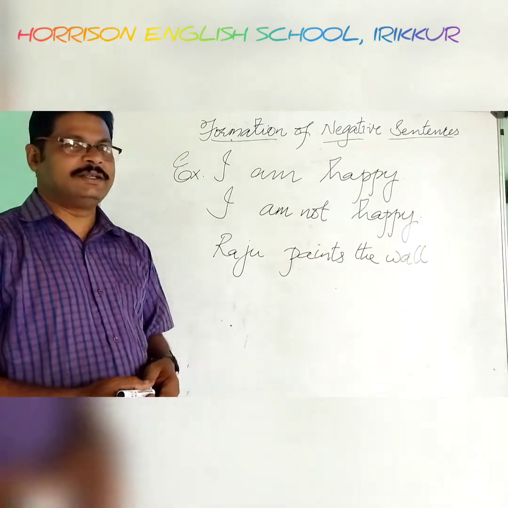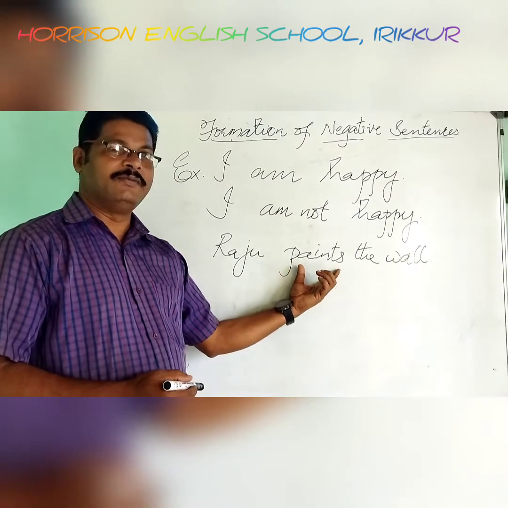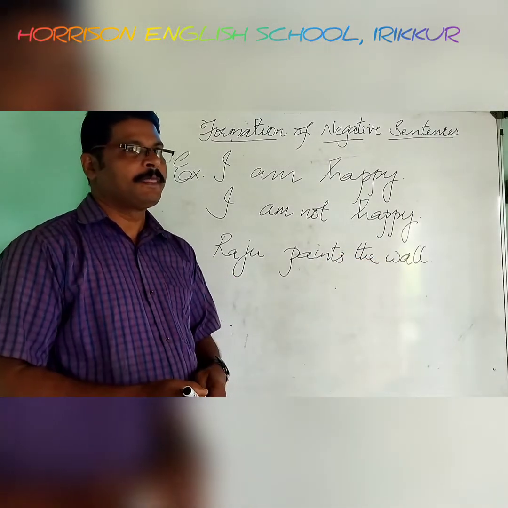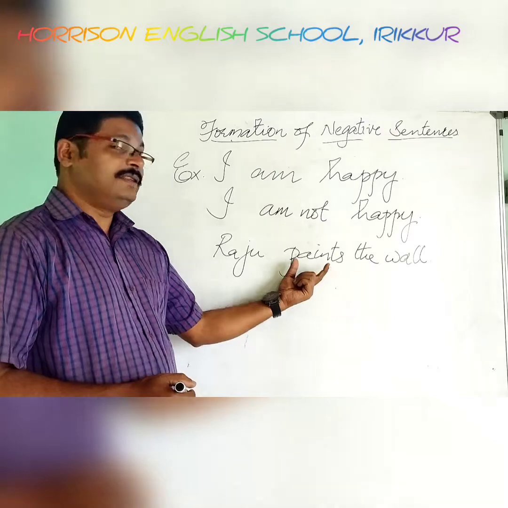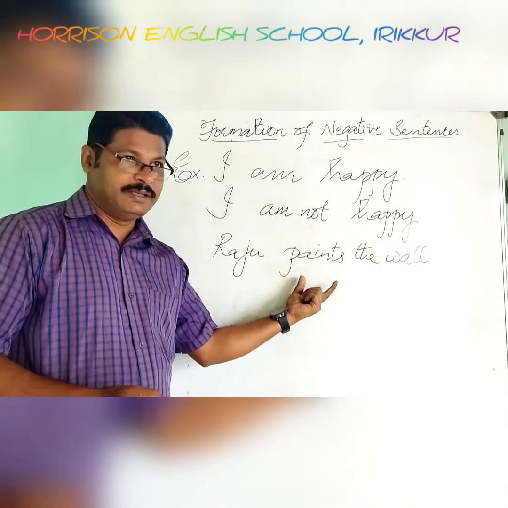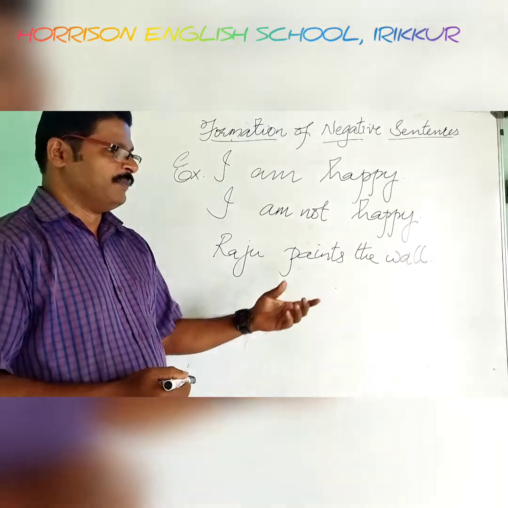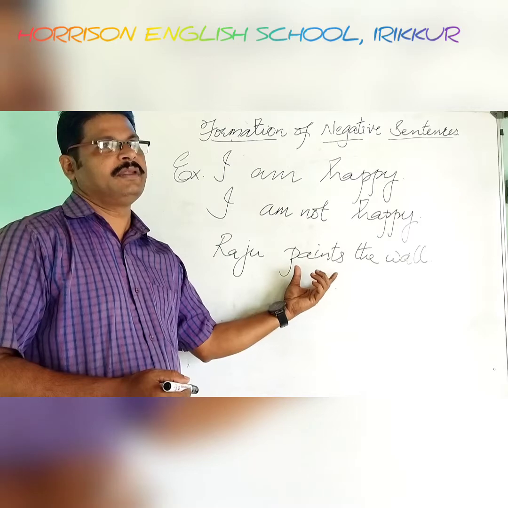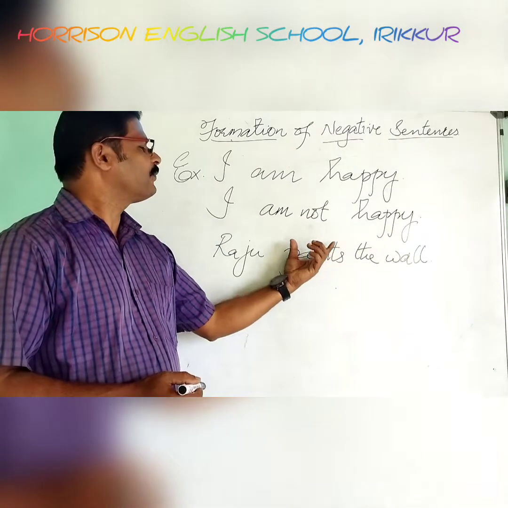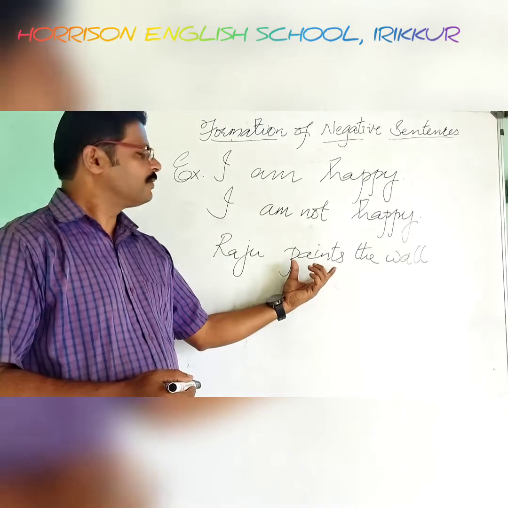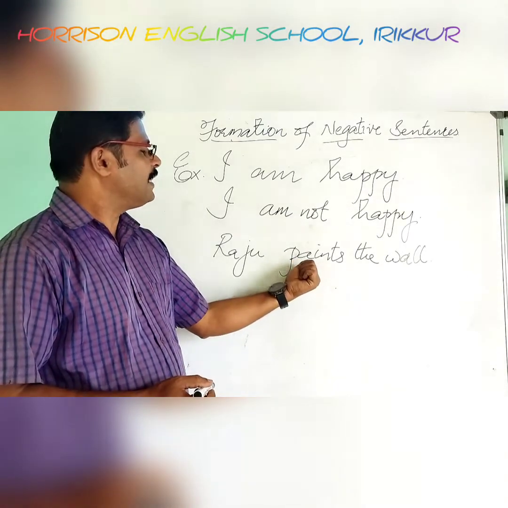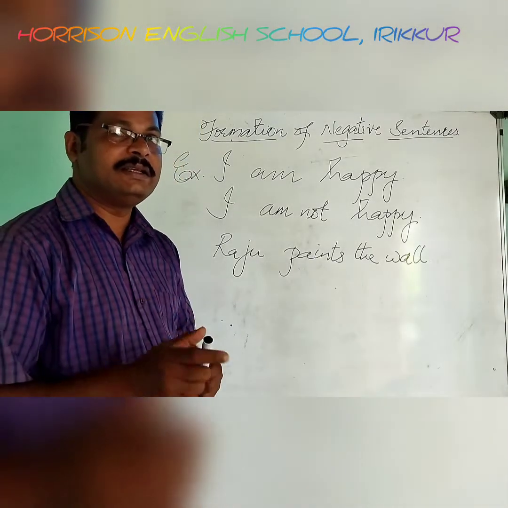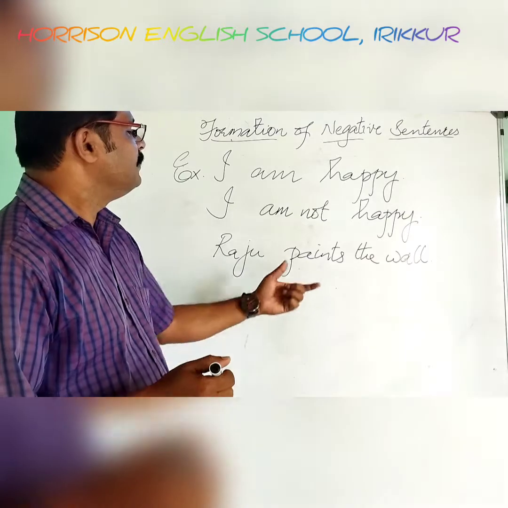Raju paints the wall is given. So how to make it a negative sentence? We cannot add not to the main verb. Raju paints not the wall. We cannot say so. That is wrong. So to find out, see, every main verb contains an auxiliary verb in it. It's something like a water molecule, you see. It contains H2O. So like we have a water molecule, every main verb contains an auxiliary verb in it. So how to find the auxiliary verb in a sentence, I mean in the main verb?